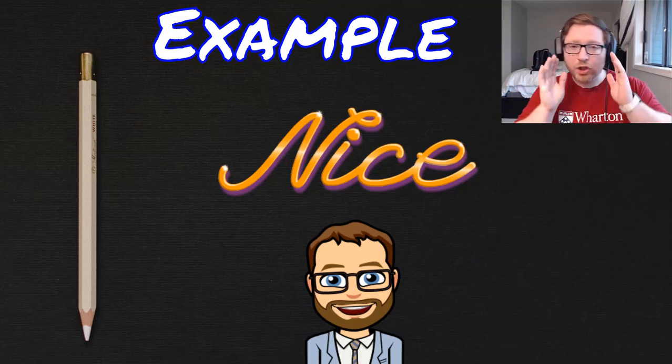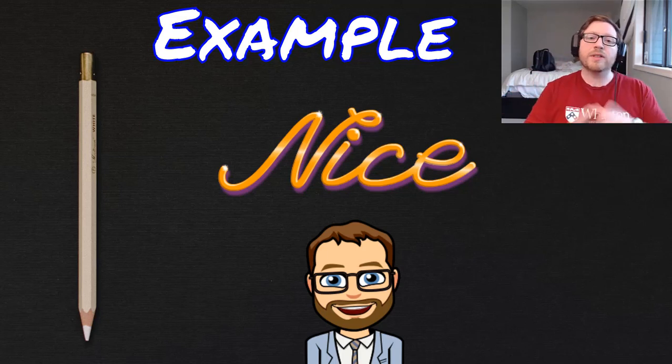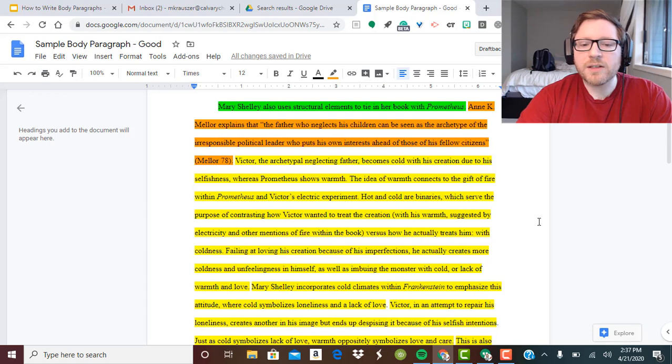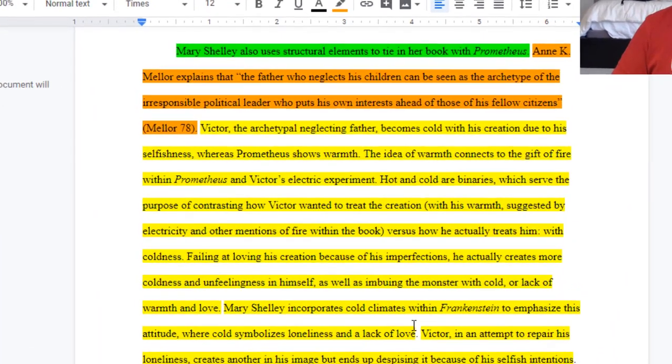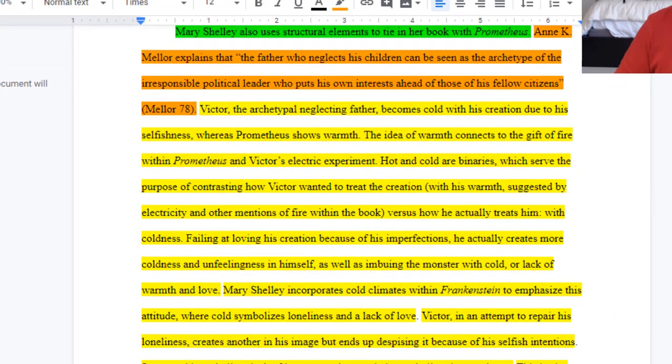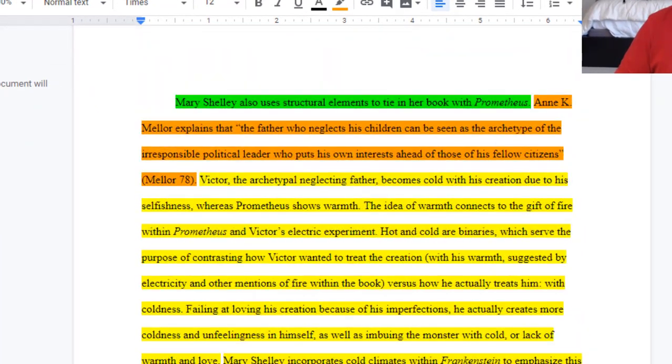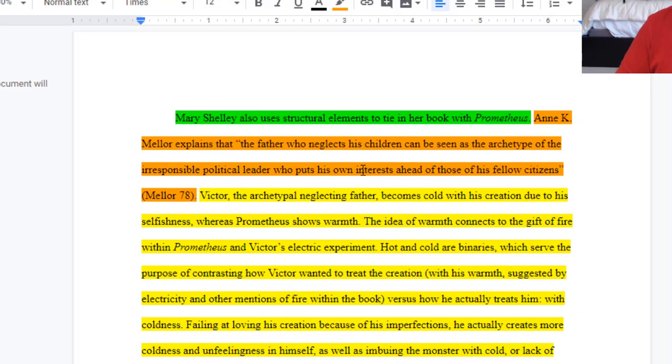So now let's look at a good example of a student that was able to pull this off well. As you see here, this is an example of a good paragraph. Now let's take some visual notes. Number one, look at the length of this paragraph. It's almost an entire page double spaced. It is just under 250 words.